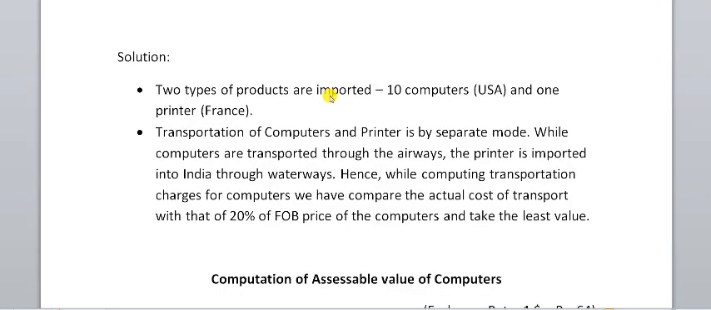So some important data points before we move on to the solution. Two types of products are imported. 10 computers from USA and one printer from France. I hope this is clear by now. Transportation of computers and printers is by separate mode. While computers are transported through airways, printer is imported into India through waterways. Hence, while computing transportation charges for computers, we have to compare the actual cost of transport with that of 20% of FOB price of the computers. Take the least value. What will we do in case of printers then? We'll take the given amount directly because it is through waterways.